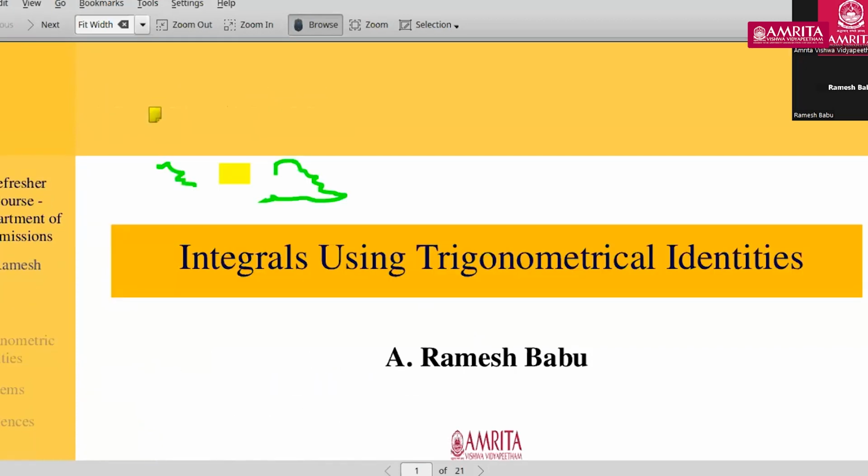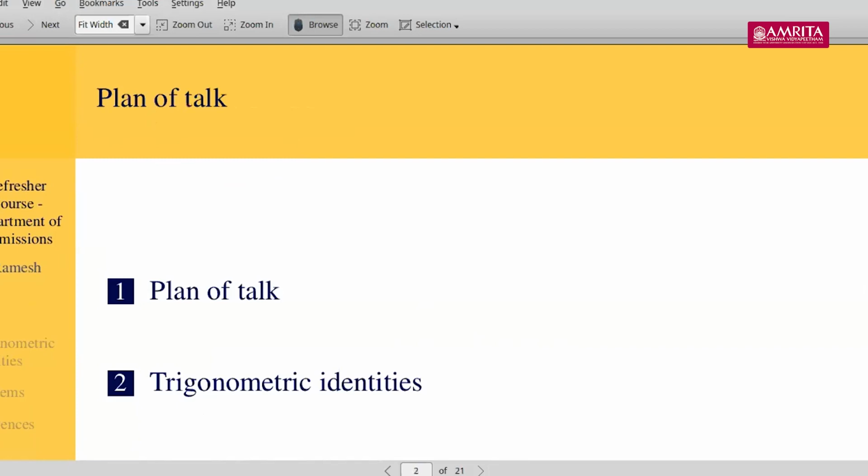So the topic is about integrals using trigonometrical identities. My plan is, first of all, to introduce some basic trigonometrical identities, and also we can use these trigonometrical identities to solve some problems, some definite integral and indefinite integral problems. Mostly I am concerned with the indefinite integral.